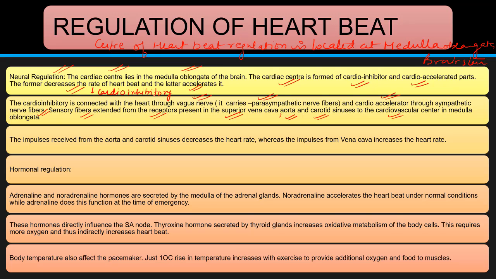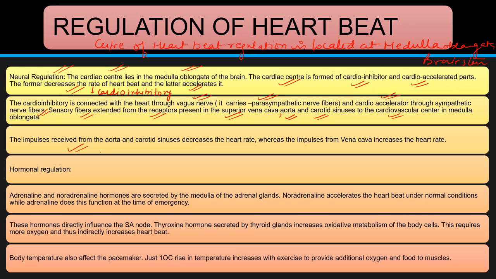From the cardio-accelerator center, a pair of sympathetic nerves go into the SA node. So the cardio-accelerator part basically works with the sympathetic nervous system, sympathetic nerve fibers which go into the SA node. The neural signals through the sympathetic nerves can increase the rate of the heartbeat and the strength of ventricular contraction, thereby increasing the cardiac output.